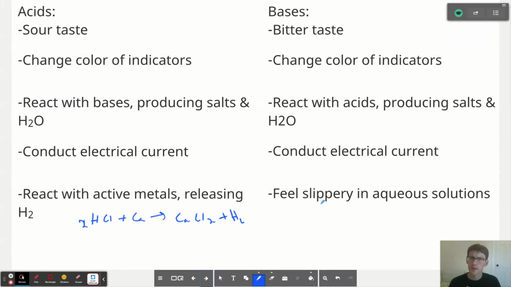Also, baking soda is basic, and if you've ever touched a solution of baking soda for whatever reason, dissolve some baking soda in water and feel it, you'll notice it's slippery. Bases and acids are, depending on their strength, they can be quite damaging to you. Obviously, baking soda is edible, so it's not gonna be damaging if you touch it.